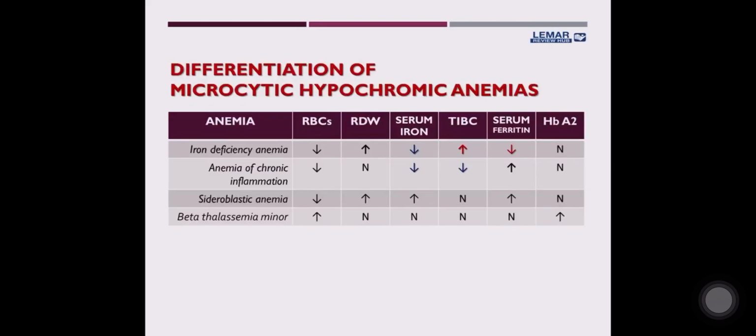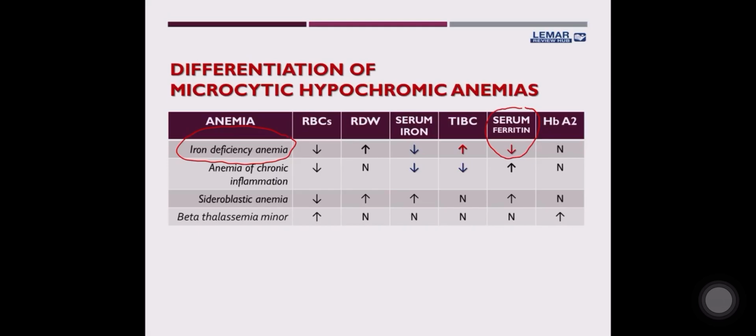A table taken from Henry: differentiation of microcytic hypochromic anemia. Among the four we mentioned, the most common is IDA. Just a reminder, if asked which is the first laboratory abnormality or earliest indication of IDA: decreased serum ferritin. Ferritin is the storage iron. We lose storage iron first before the iron in the RBCs. So the earliest indication of IDA is decreased serum ferritin.